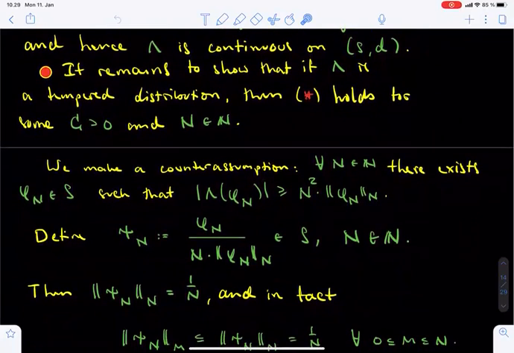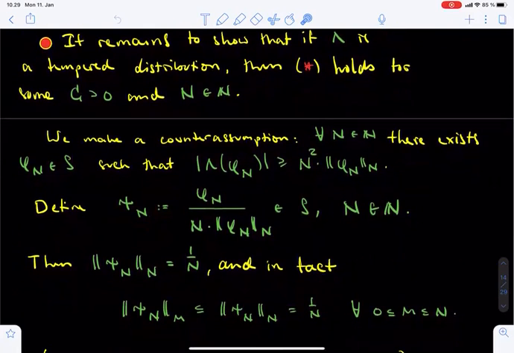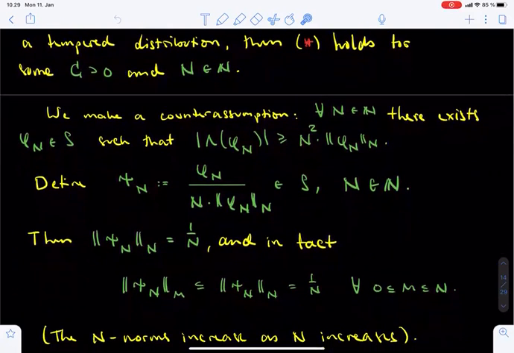To show that this violates our assumption that lambda is a tempered distribution, we normalize the sequence phi_n as follows. We consider the new Schwartz functions psi_n defined by dividing phi_n by the constant n times the n-norm of phi_n. Because the n-norms are norms, we see that the n-norm of psi_n equals the n-norm of phi_n divided by n times the n-norm of phi_n, which is simply 1 over n.